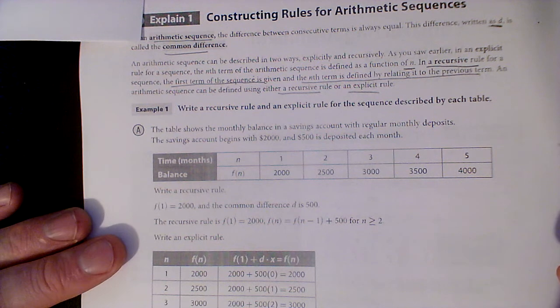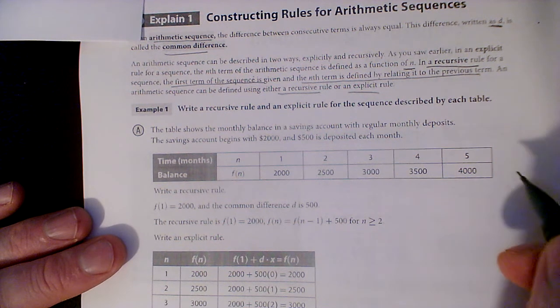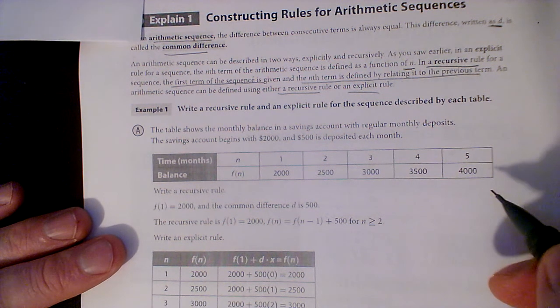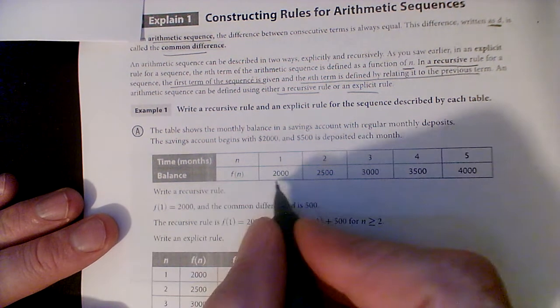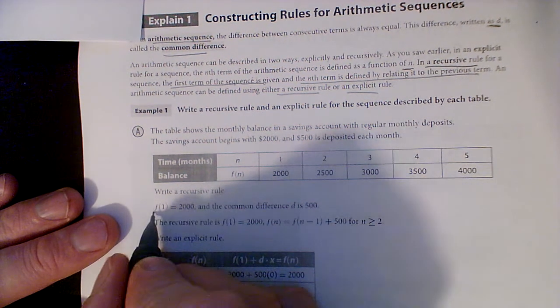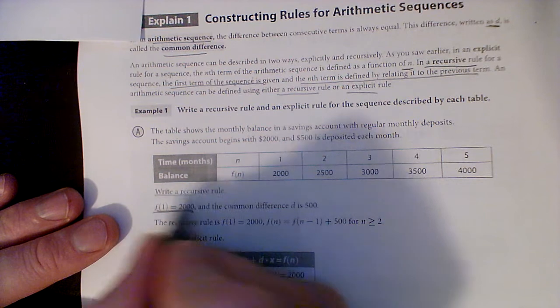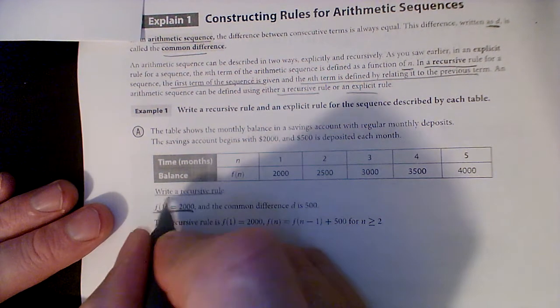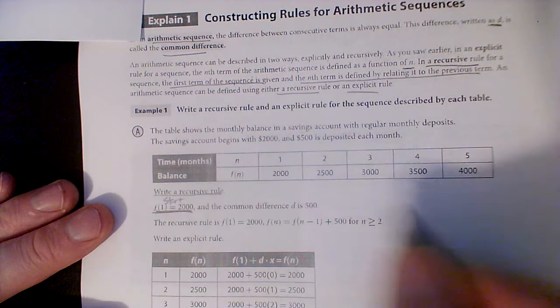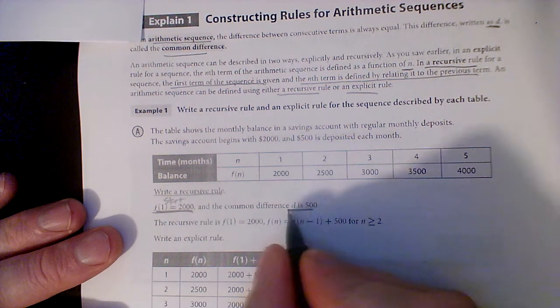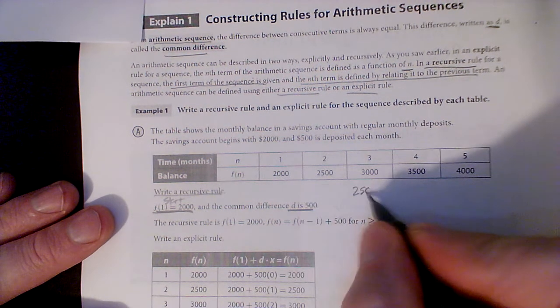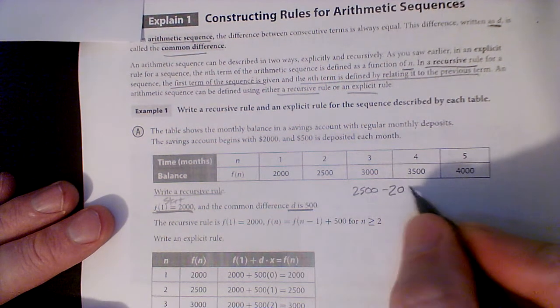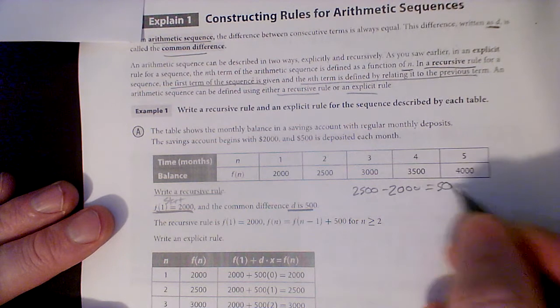Alright. So if you look at this, what you need is a common difference. And this one's done for you. A recursive rule requires a start, so you're going to have to give the first term. I'm just going to write start. And they're going to be looking for a rule and the difference. To get a difference, you can take any number like 2,500 and subtract the number in front of it, like 2,000, for our rule.